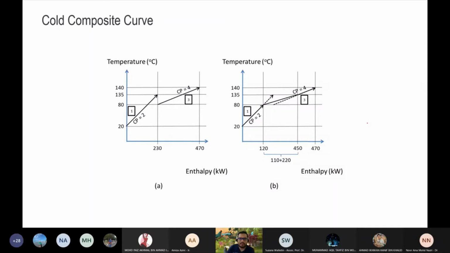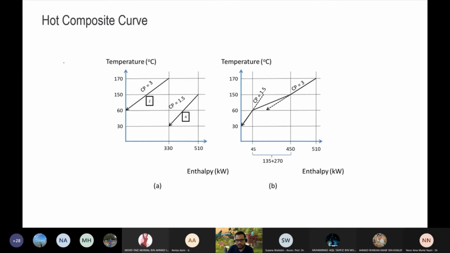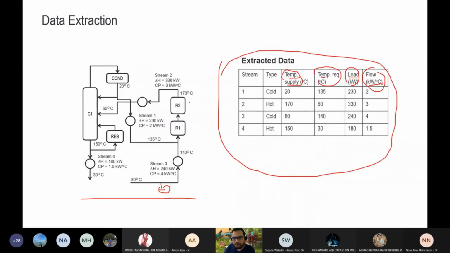From that data, we can then generate what we call a cold composite curve and also a hot composite curve. The cold composite curve is the cold streams smooshed together, and the hot composite curve is the hot streams combined together. I'm sure you know this already, and I don't think you need to do this manually, except in your exam or in your homework. In this case we have two hot streams and two cold streams.